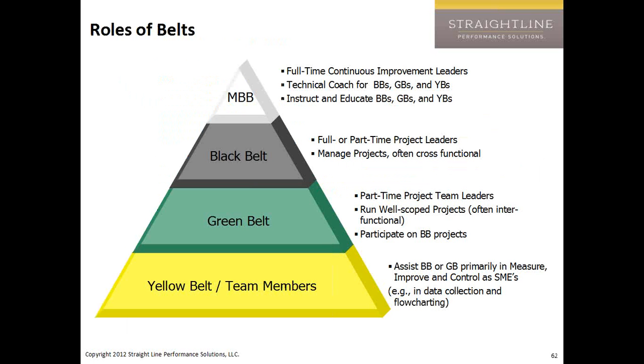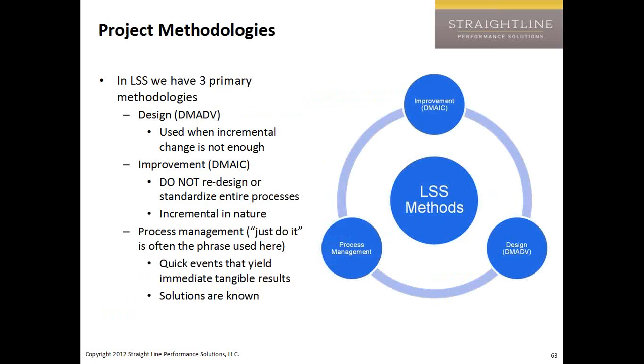And by the way, the pyramid is not meant to say that one is better on the hierarchy. Everybody's important, right? It's supposed to illustrate sort of the numbers. So there are more team members than there are green belts, and there are more green belts than there are black belts, and there are more black belts than there are master black belts. And that's just from a practical point of view.